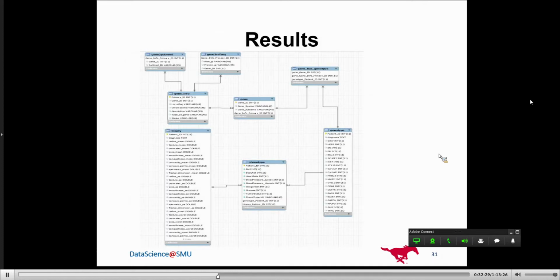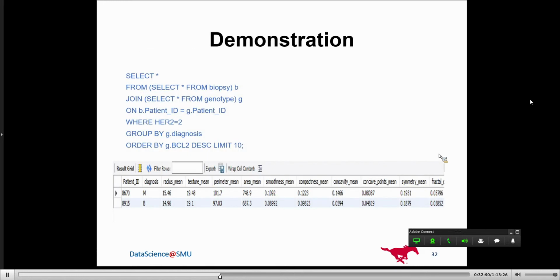Here's the ER diagram of our database. We have tables for biopsy data, phenotype data, and genotype data, and we also have a gene information table, which is kind of future-proofing, so we can connect to outside databases. Here's a demonstration of a simple SQL query to extract data from our database. We join some tables, and with some selection criteria, we extract some data, group them, and order them by some sequence. So Liang, do you want to start?